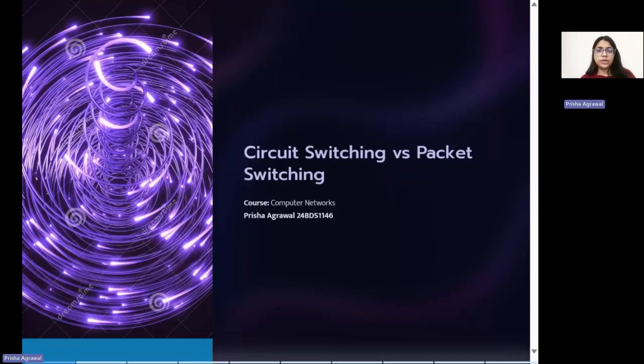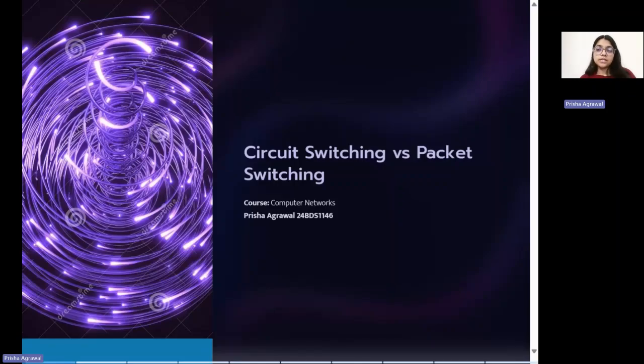However, an important question arises. How does this data actually travel across a network from the sender to the receiver? This is where the concept of switching occurs. Switching refers to the process of selecting a path through which data travels from the source device to the destination device across a network of interconnected devices. To make this concept clearer, let us consider a simple example.